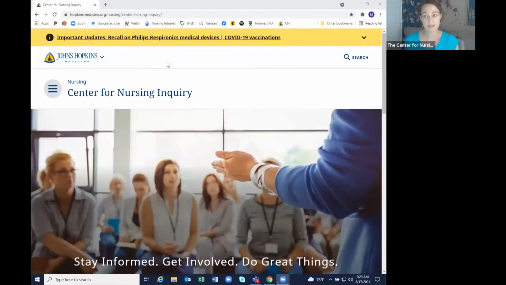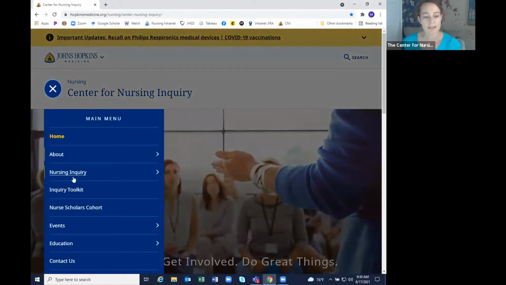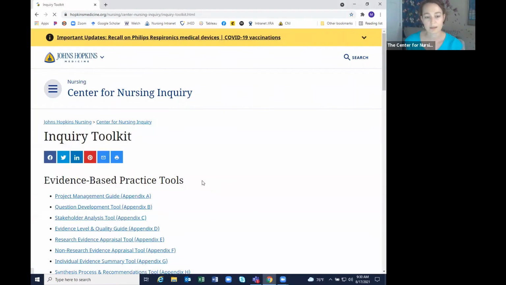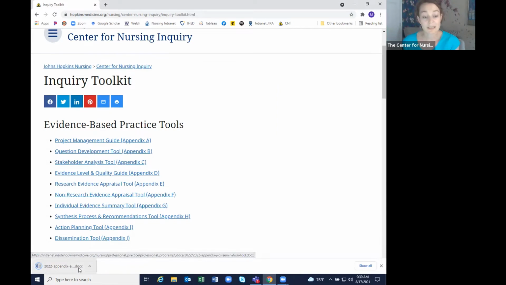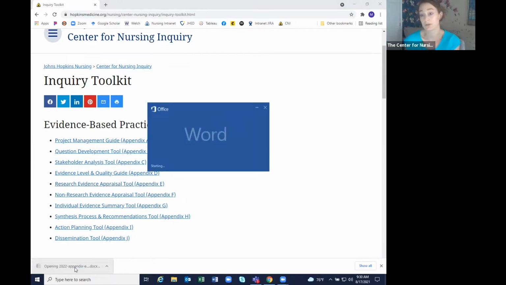All right, so to get to the appraisal tool, I'm on the Center for Nursing Inquiry website. If I click these little 3 lines and go to Inquiry Toolkit, and scroll down, we're going to look at the research evidence appraisal tool. That's Appendix E. And it's really exciting, we just updated these tools in the last few months. I think this is probably the first time we're doing a recording looking at the new tool, so everyone's going to be seeing it for the first time in addition to us.